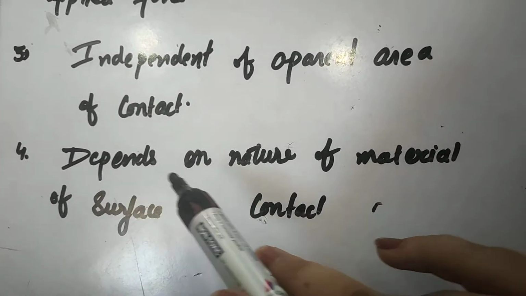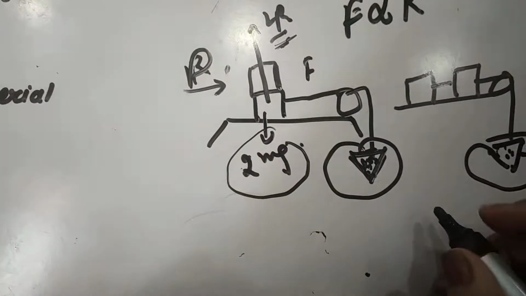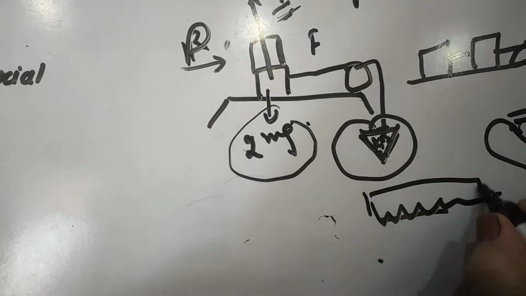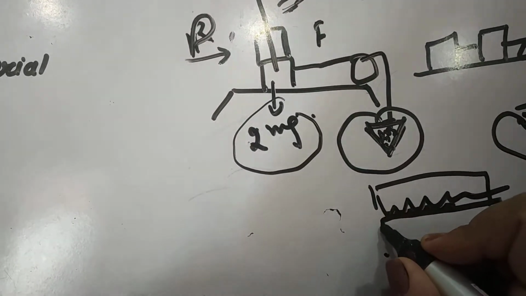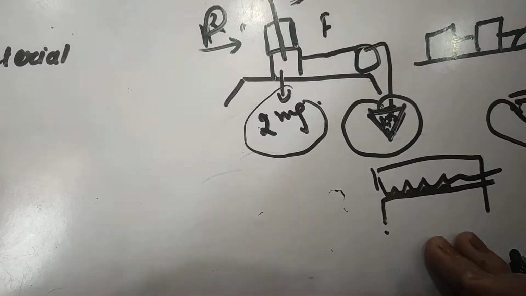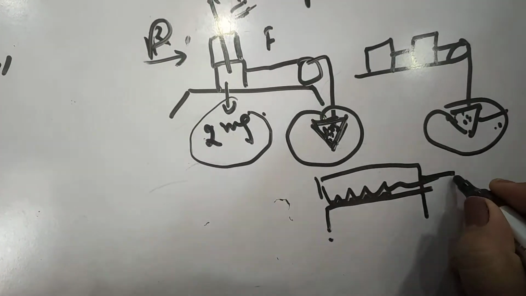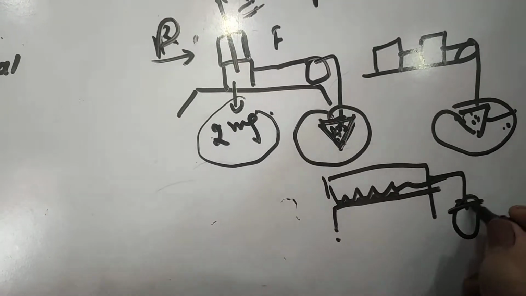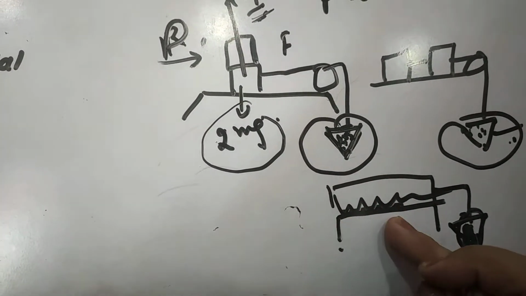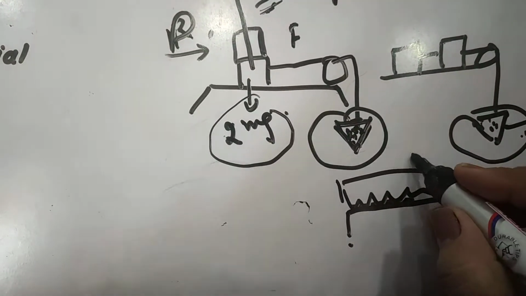The last law is that it depends upon the nature of material of surfaces in contact. For example, to understand this, let us consider we have taken one rough surface and another one is a smooth surface, right? In that case we can find out the magnitude of frictional force by again connecting this box with a pulley, and this is a pan in which we can put the weight, right? This is a rough surface which is kept on the table. Now by putting coins we can find out the value of frictional force.